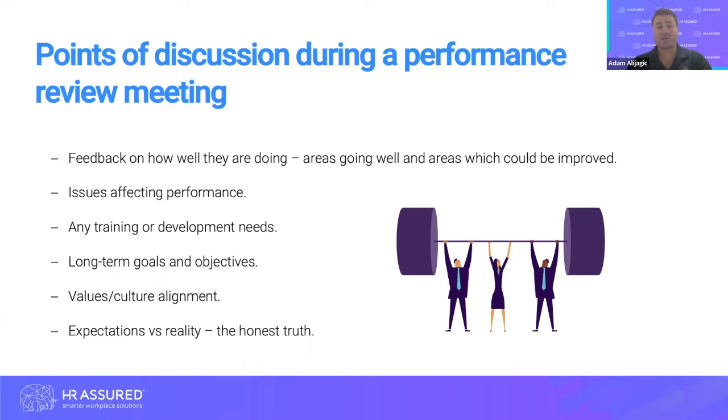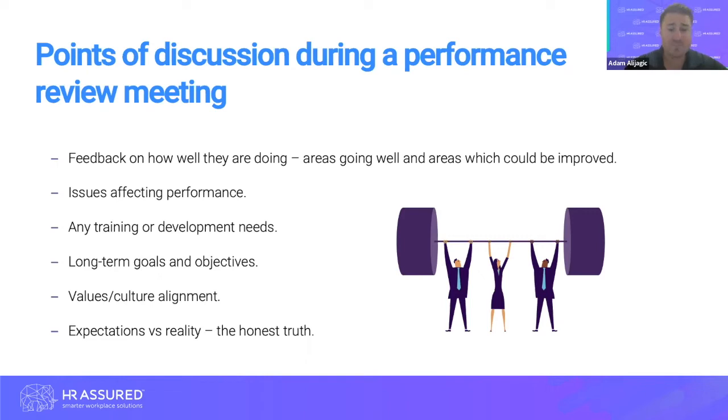And the values and cultural alignment. So we're very serious about our values at HR Assured. Every role is different. We all sort of work on the same values, but some are more important than others. One that I work really importantly with, being a BDM, is relationships matter. It is one of our values. So it's about where does the employee sit against the values and culture of the company as well.